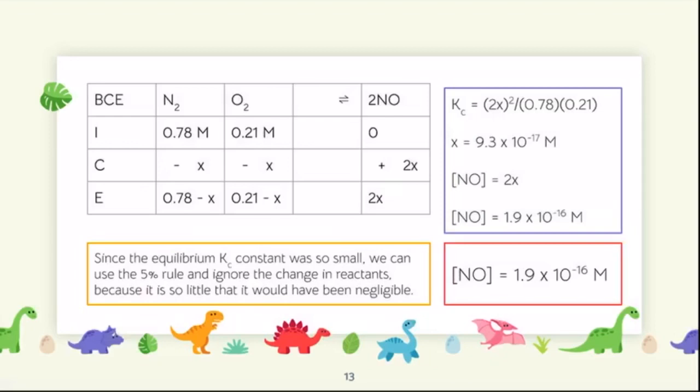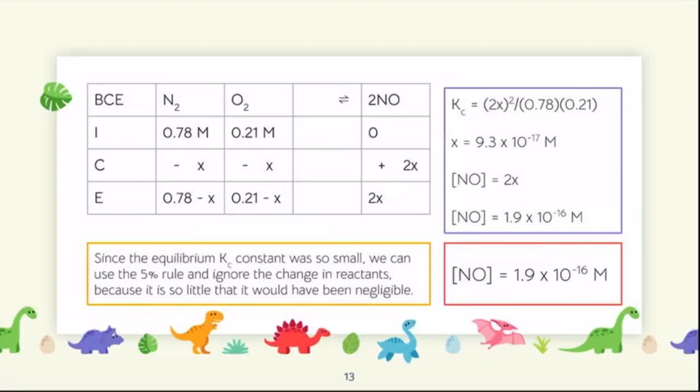Since the equilibrium constant Kc was so small, we can use the 5% rule and ignore the change in reactants because it was so little that it would have been negligible. That means that we can just simplify the E row for the reactants into just 0.78 and 0.21, ignoring the negative x of both of them. We'll keep the NO as 2x because it's the product. So now that we know that, we can find our Kc value.